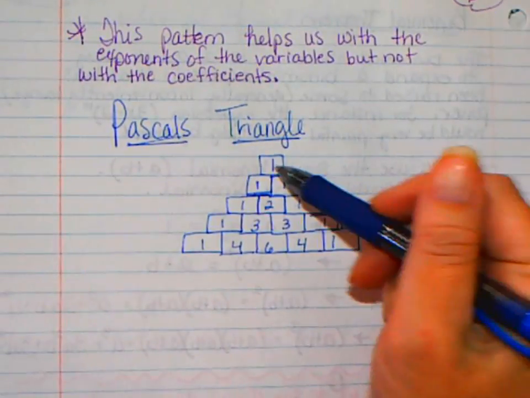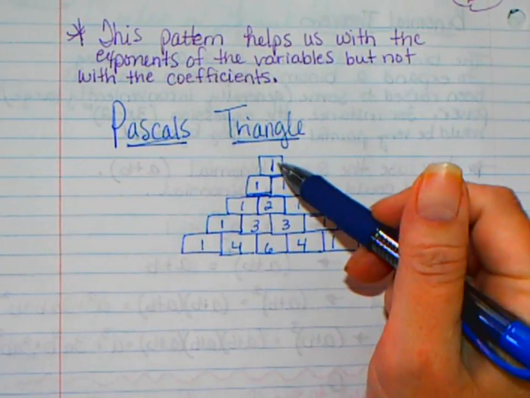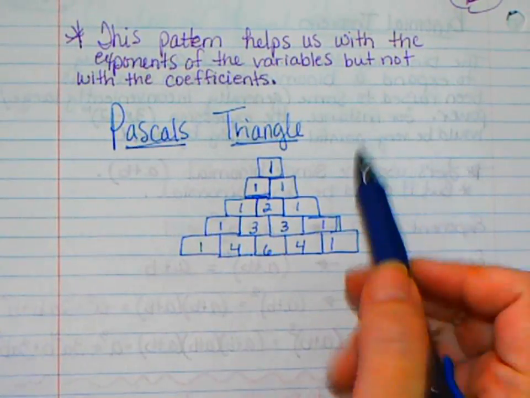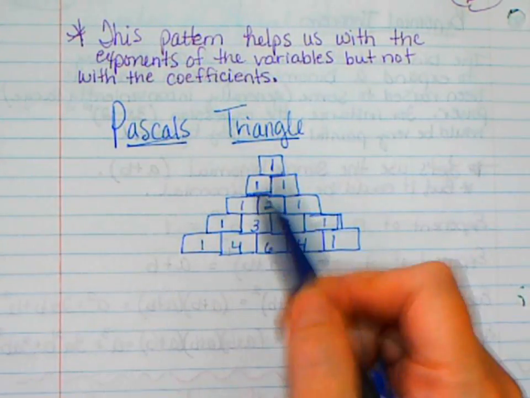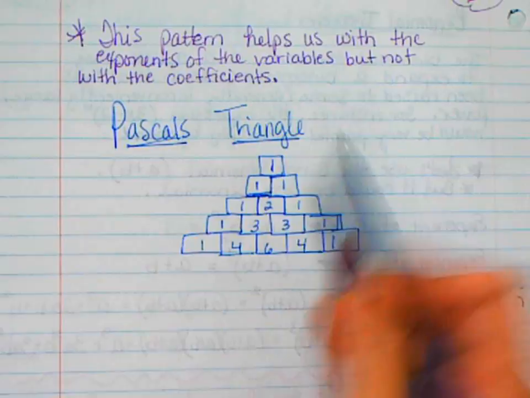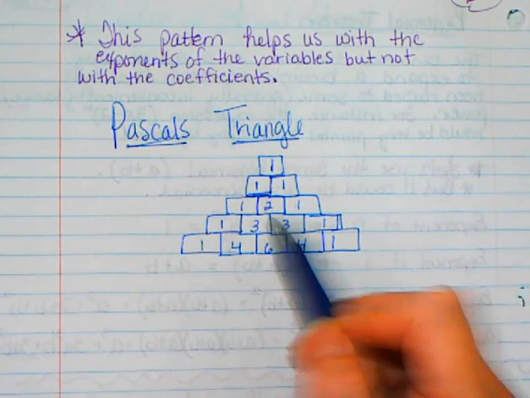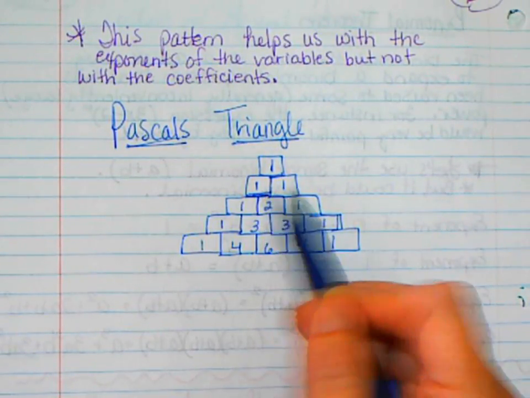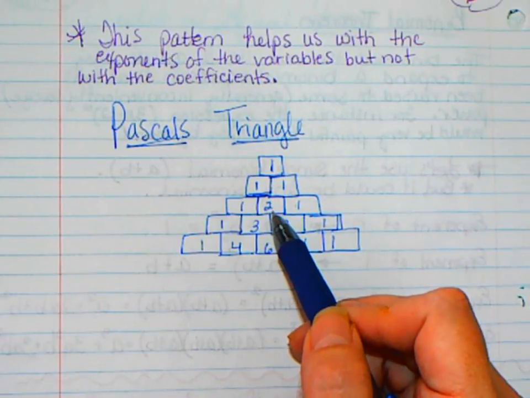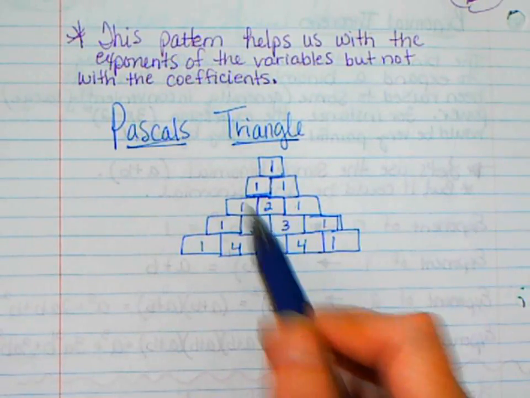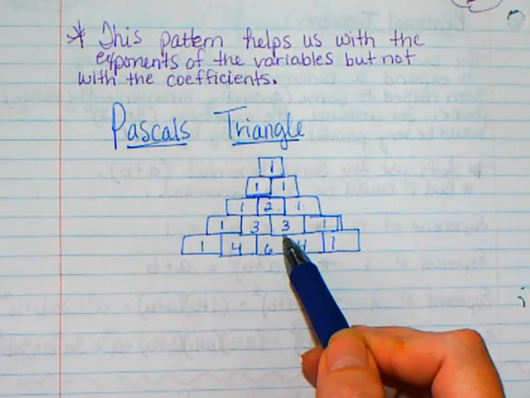So like, you always start with the 1 on the edges. You start with the 1 on the top, and you have to have a 1 on the edges, okay? But after you get to the 3rd layer, you have a 1 on the edges. To get 2, the 2 boxes above, add those together to give me 2. So for 3, 1 and 2 makes 3. 2 and 1 makes 3. That's how I got that 3.